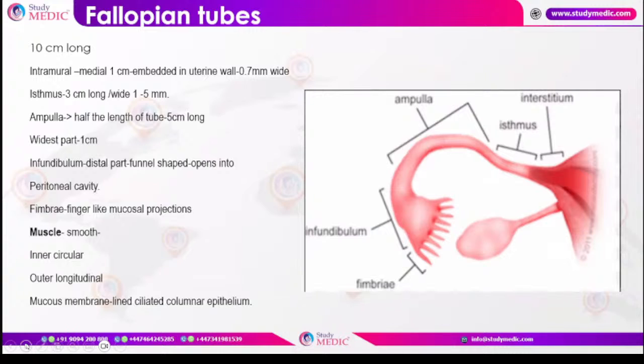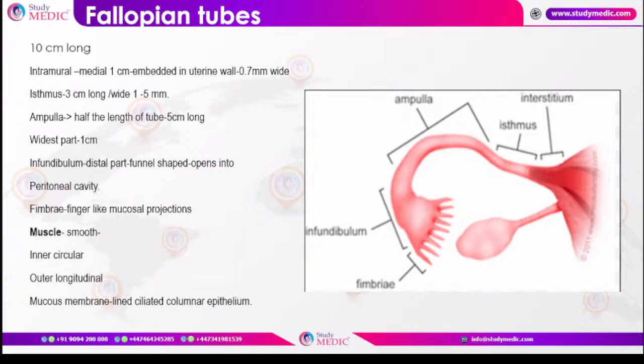Now coming to the fallopian tubes. There are two fallopian tubes, they are 10 centimeters long, and there are various parts. The first part, the intramural part, is the part that is embedded inside the uterus. This is the most medial part. The length of this is around 1 centimeter and the width is 0.7 millimeters.